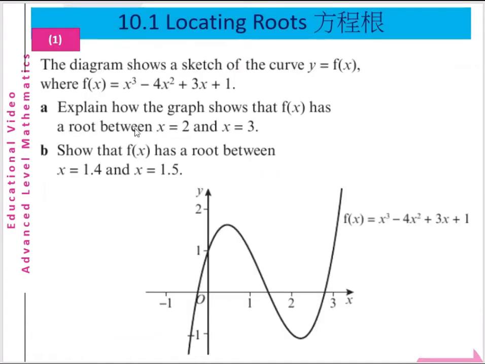Let's look at an example. The diagram shows a sketch of the curve y equal to f(x), where f(x) equal to x cubed minus 4x squared plus 3x plus 1 is this curve. Explain why the graph shows that f(x) has a root between x equal 2 and x equal 3.